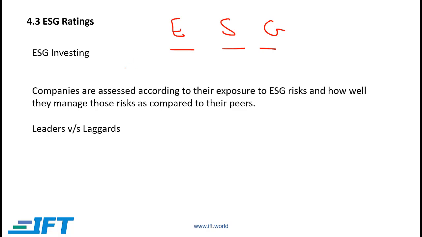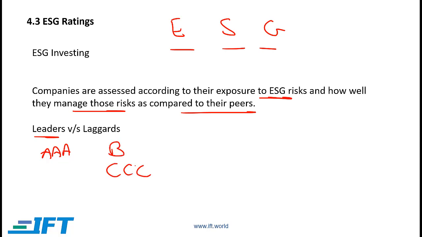But the point here is that rating agencies are now also assessing companies according to their exposure to environmental, social, and governance risks, and then how well the companies are managing these risks compared to other companies. The companies that are doing well, or the leaders in this area, get high ratings such as AAA or AA, whereas the companies that are not doing so well on this front get lower ratings such as B or CCC.